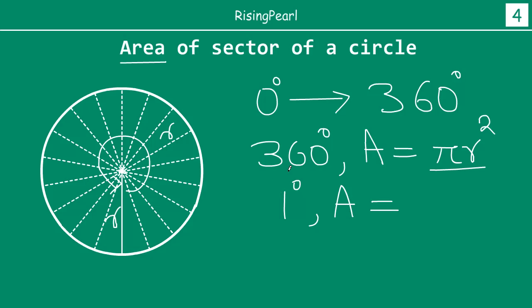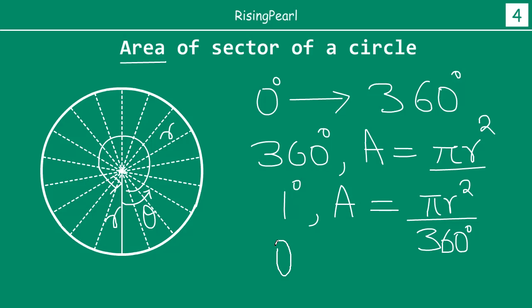Well, like the way we talked about earlier in the unitary method, for 360 degrees I get pi r square, so for 1 degree I would get pi r square divided by 360. Now if I don't go all the way, but go from here to just here, theta degrees, how much area would I have covered? For 360 degrees it is pi r square. For 1 degree, I would have covered this much.